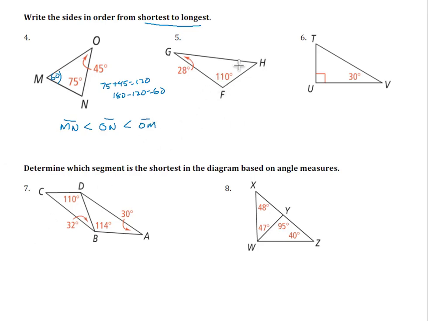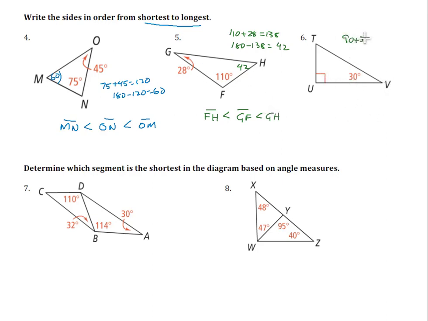In number 5, 138 from 180 is 42. So FH is going to be the smallest side. The side opposite the 42, GF, is going to be the next size side, and then GH is going to be the largest side.